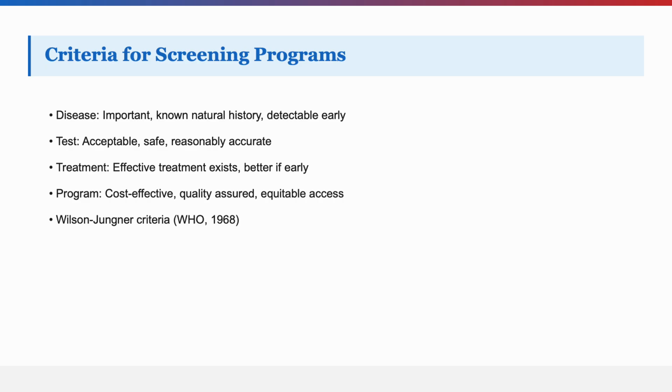Not all possible screenings meet these criteria. PSA screening for prostate cancer has been controversial because early treatment may not improve outcomes compared to watchful waiting, and treatment has significant side effects. Before implementing or endorsing a screening program, evaluate it against these criteria.